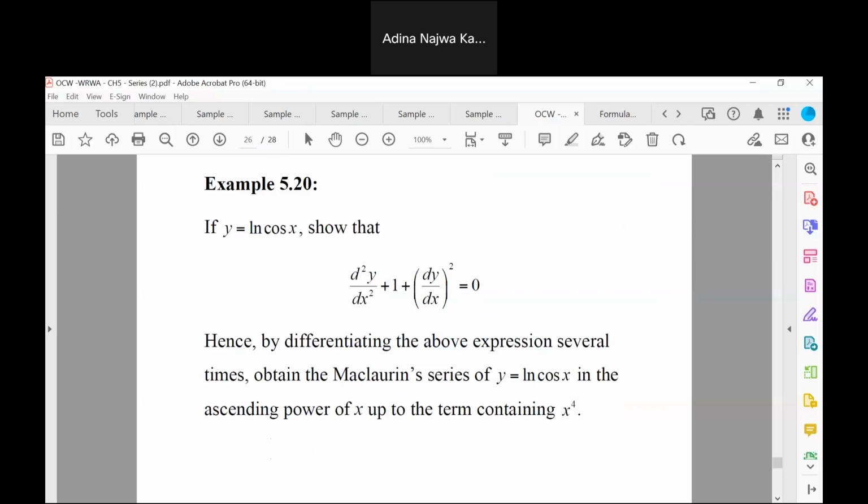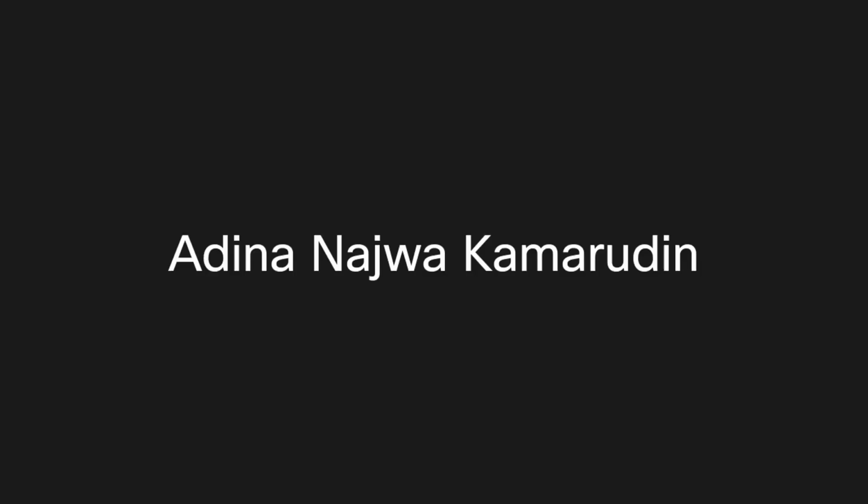Let me copy this. So again, in this question, it can ask you to find the Maclaurin series. So how? Since you have to find the differentiation, it is easier for you to find the Maclaurin series, because in Maclaurin series we have to differentiate a few times, right? So let's do example 5.20 together.